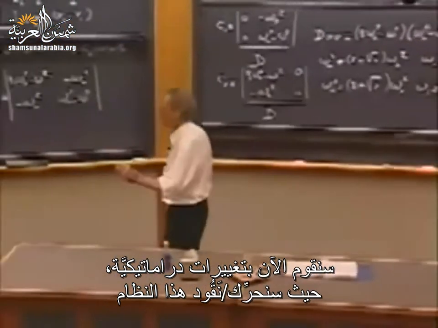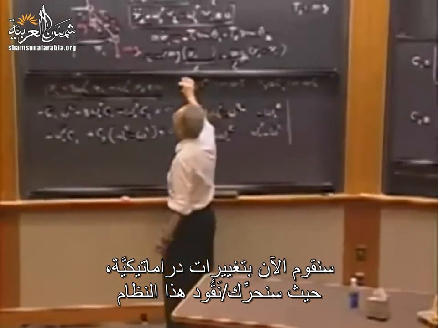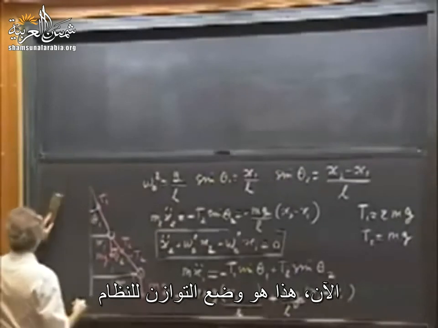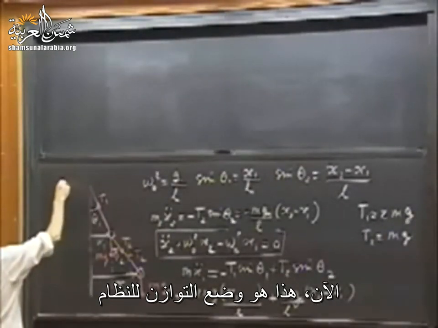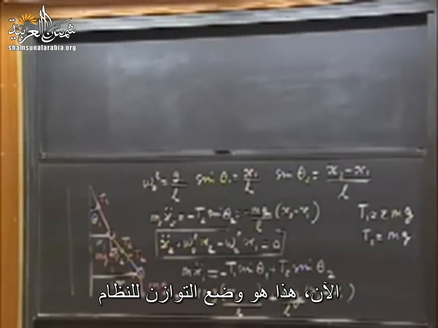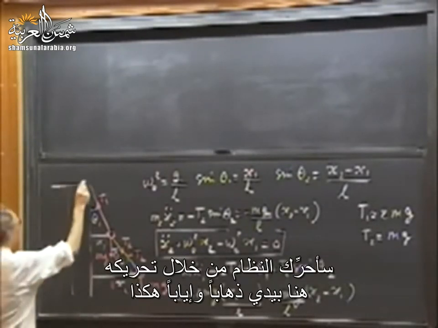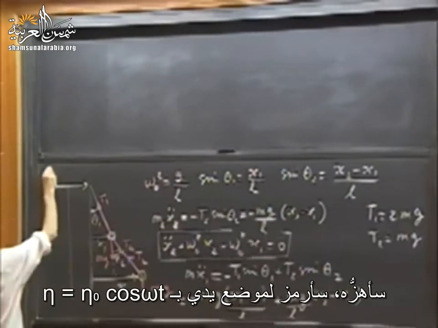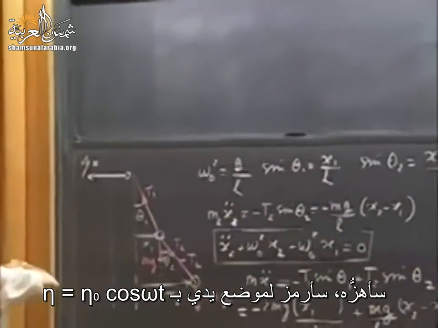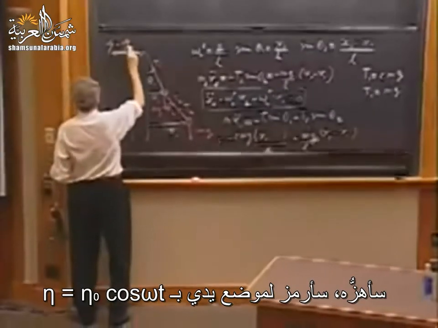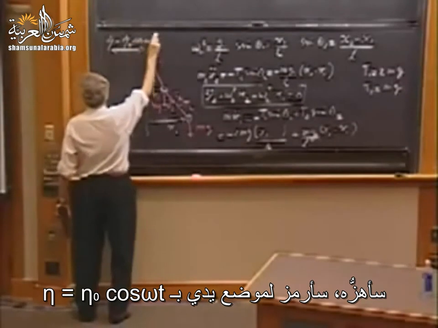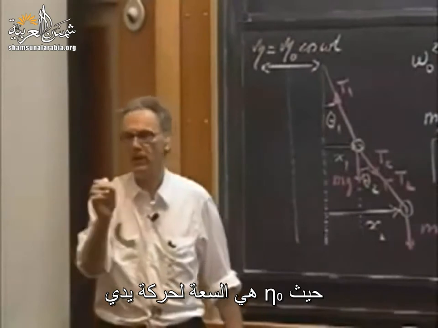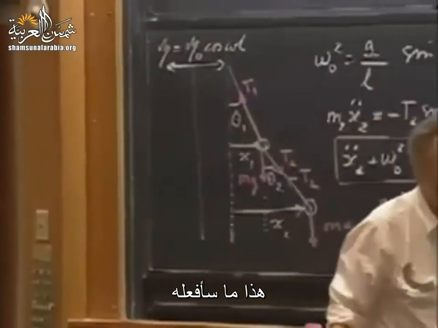Now, we're going to make a dramatic change. Now we're going to drive this system. So this is now the equilibrium position of the whole system. And I am going to drive it back and forth, holding it in my hand like this. And I'm going to shake it. I call the position of my hand eta equals eta 0 times the cosine omega t. So eta 0 is the amplitude of my motion of my hand. That is what I'm going to do.